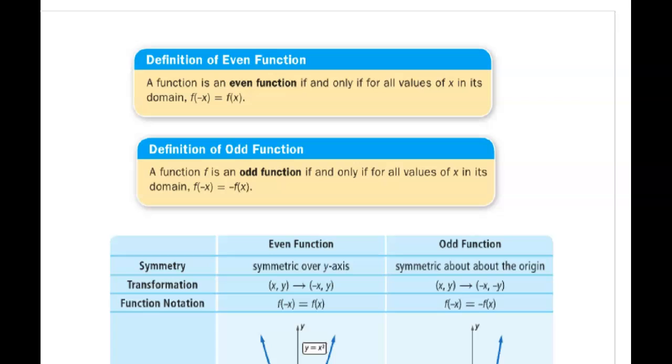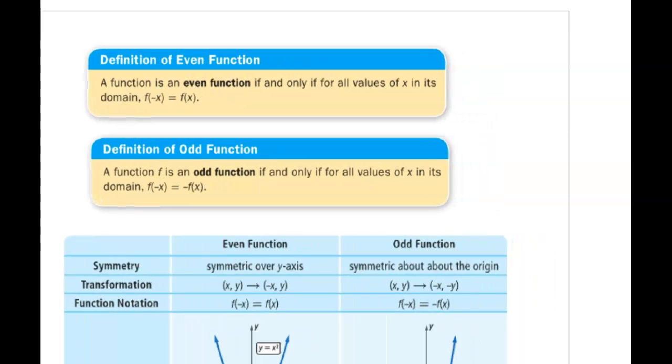So let's talk about even and odd functions. In general, a function is an even function if for all values of x, f of negative x equals f of x. What this means, let's say we have the graph of y equals x squared. If you put 1 into the equation, you get 1. If you put negative 1 in the equation, you also get 1. So even if you put in a negative value, you get the same y value.